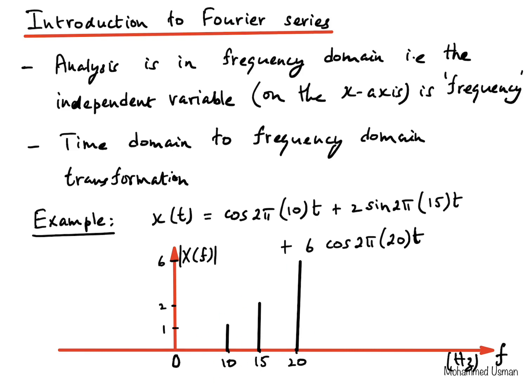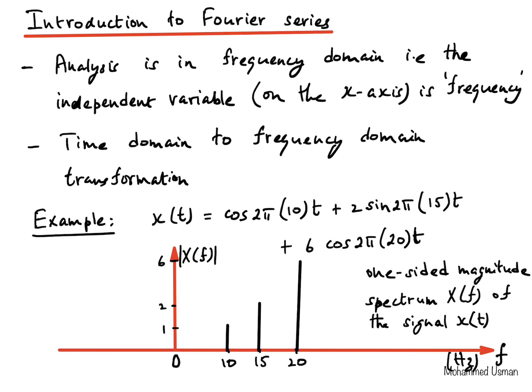So we see now that this signal is a summation of a 10 hertz component, a 15 hertz component, and a 20 hertz component. The 10 hertz component has an amplitude of 1, the 15 hertz component has an amplitude of 2, and the 20 hertz component has an amplitude, or magnitude, of 6. By adding all these three frequency components, we get the signal x of t, and that is what we are trying to analyze, and we call this the one-sided magnitude spectrum of the signal x of t.